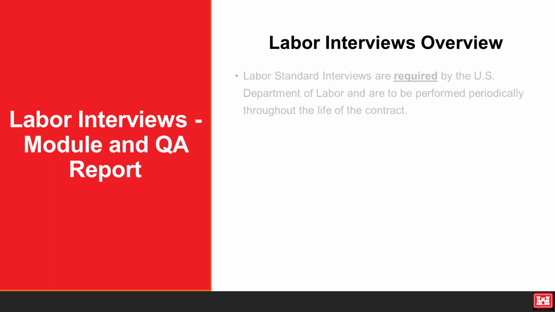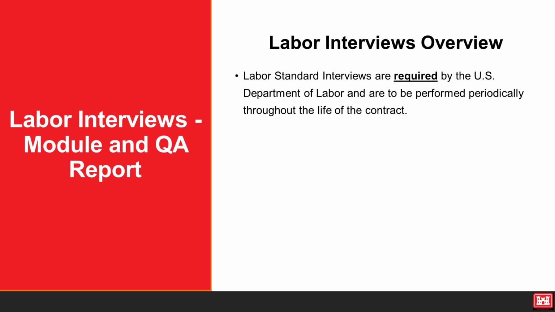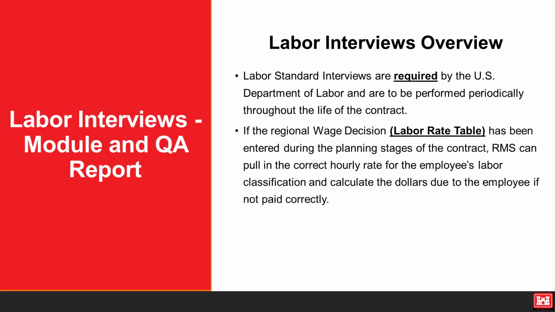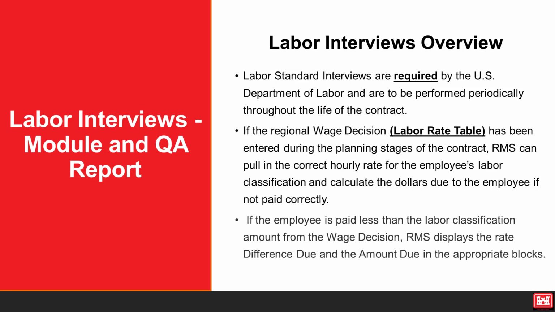Now let's get started. Labor standard interviews are required by the U.S. Department of Labor and are to be performed periodically throughout the life of the contract. If the regional wage decision labor rate table has been entered during the planning stages of the contract, users can manually enter the correct hourly rate for the employee's labor classification and calculate the dollars due to the employee if not paid correctly. If the employee is paid less than the labor classification amount from the wage decision, RMS displays the rate difference due and the amount due in the appropriate blocks.